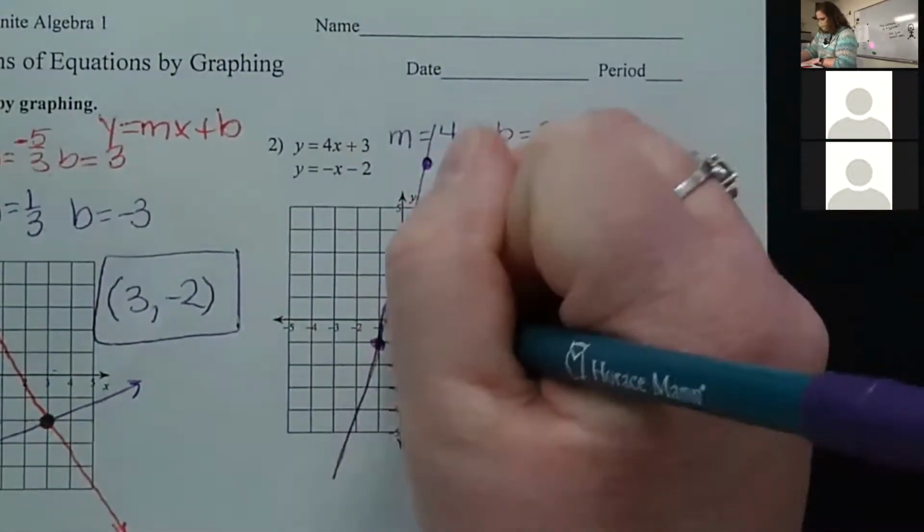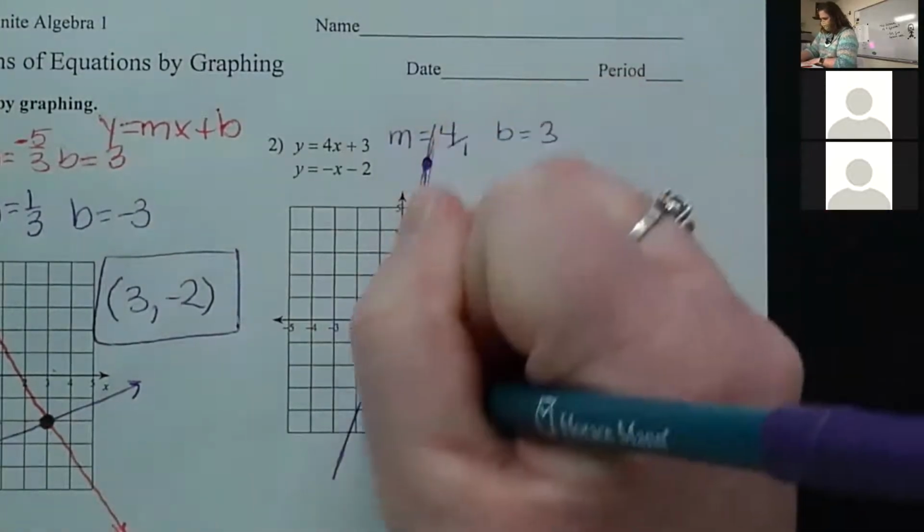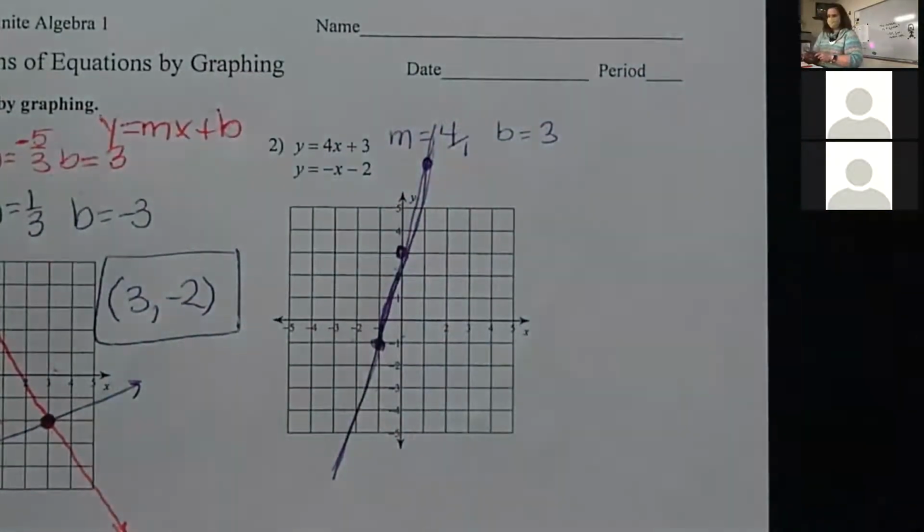Yours isn't very straight. I'm trying my hardest to make it straight. Do the best I can. Mine's not straight. Okay? Next equation.